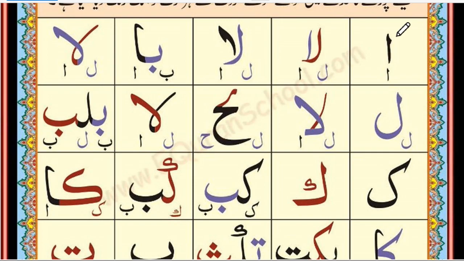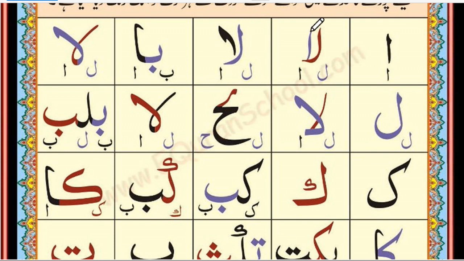This is called alif. Lam, alif. So the head of the lam is present. Lam, alif. This is also called lam, alif. This is ba. The head of ba is written here. Ba, alif. This is also lam, alif. This is a form of lam, alif. So we found three kinds of lam alif.